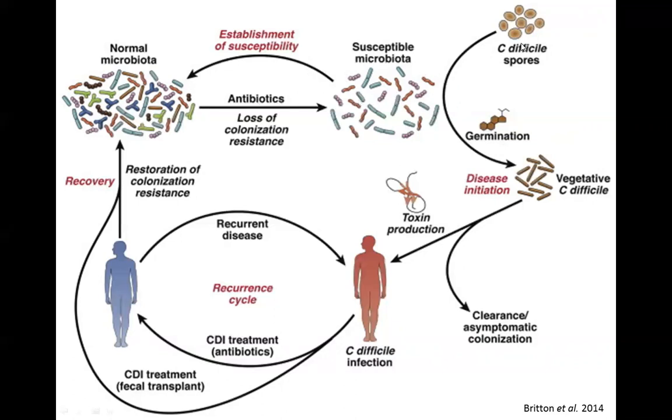But what this allows to happen is C. diff spores, which are ubiquitous in the environment, to germinate, turn into the vegetative C. diff cells, start producing toxin, and then you get that characteristic C. diff infection. Unless you mount an antibody response, and if you do, then you can actually clear that and you're all set. Now, once you have C. diff infection we treat with metronidazole or vancomycin, usually effective at stopping the diarrhea. But for about a quarter of them, because we continue to disrupt that microbiota with the antibiotics we're using, you get into this chronic cycle of recurrent disease.